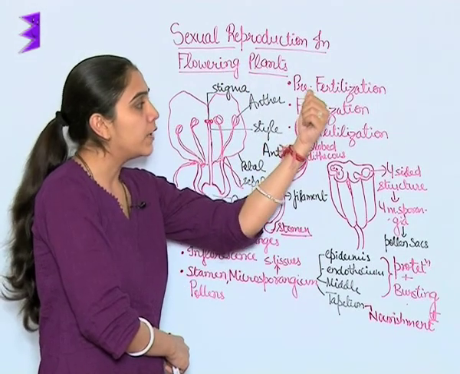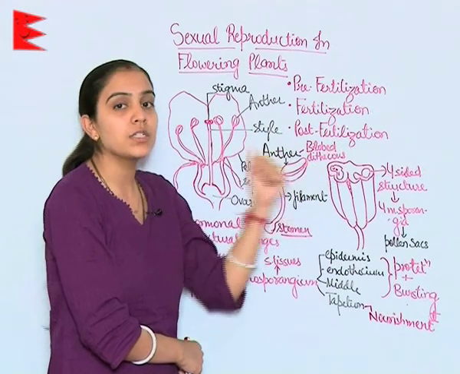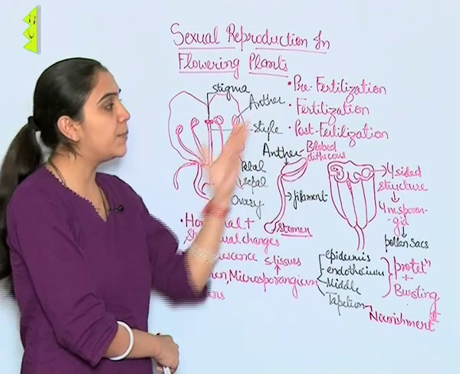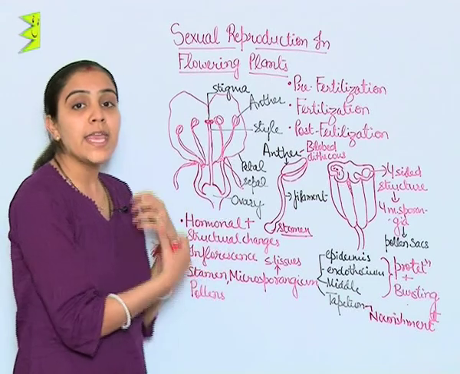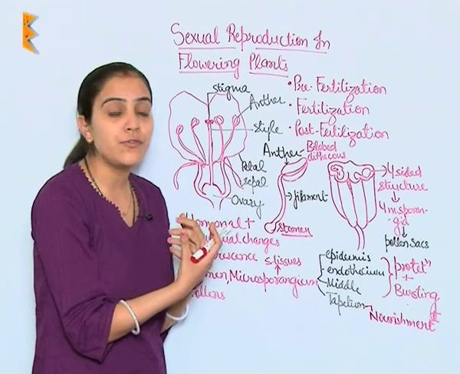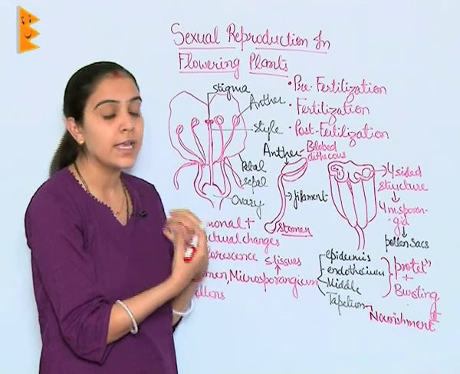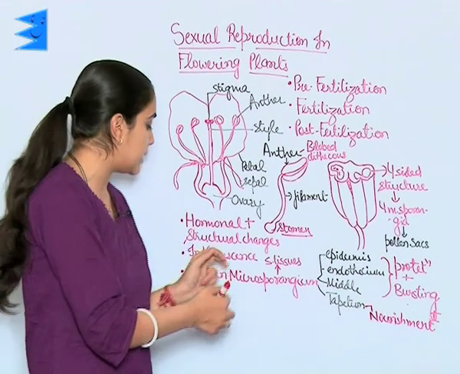It will involve the pre-fertilization phase, fertilization phase and post-fertilization phase. Let us understand and study the pre-fertilization phase first. In the pre-fertilization phase, even before the appearance of flowers, many hormonal and structural changes begin to appear in the plant, which lead to the formation of inflorescence.